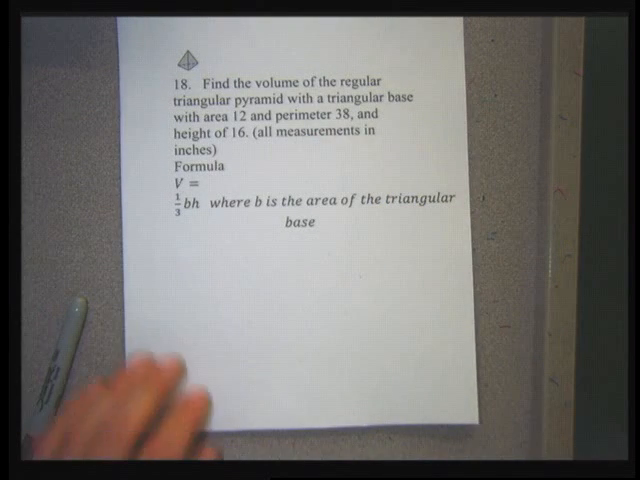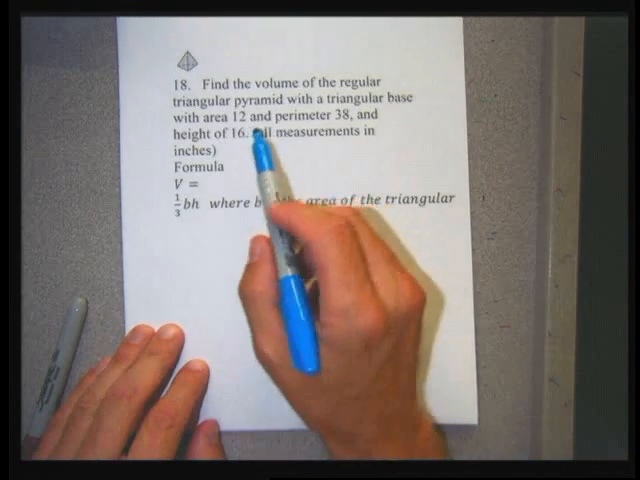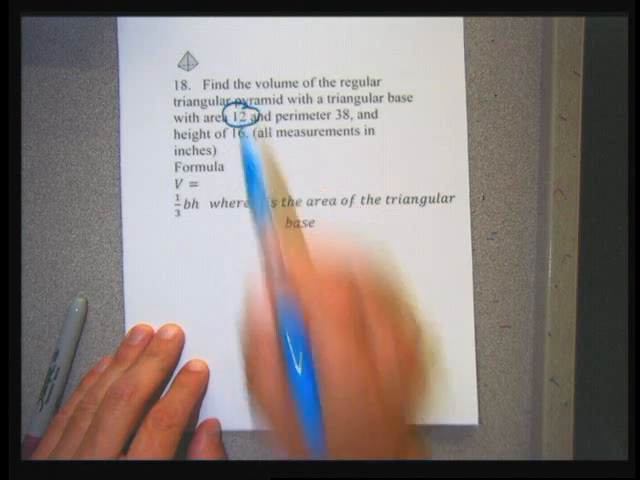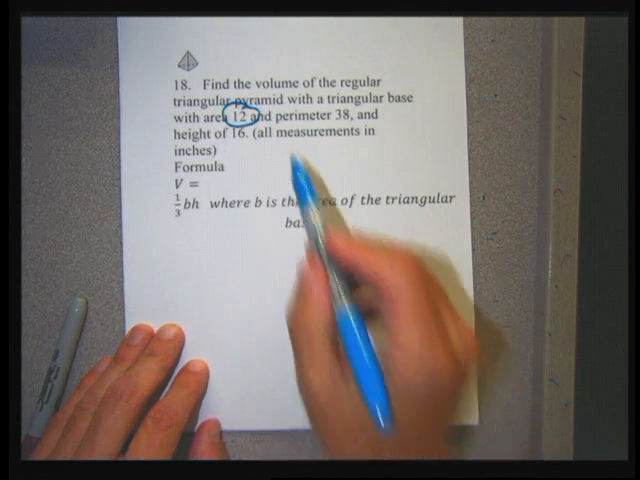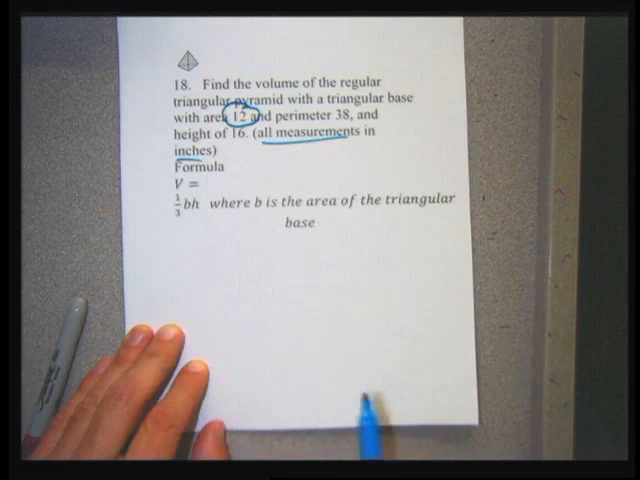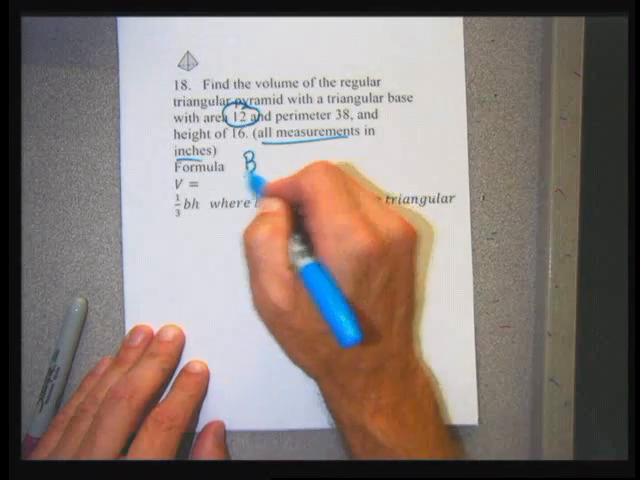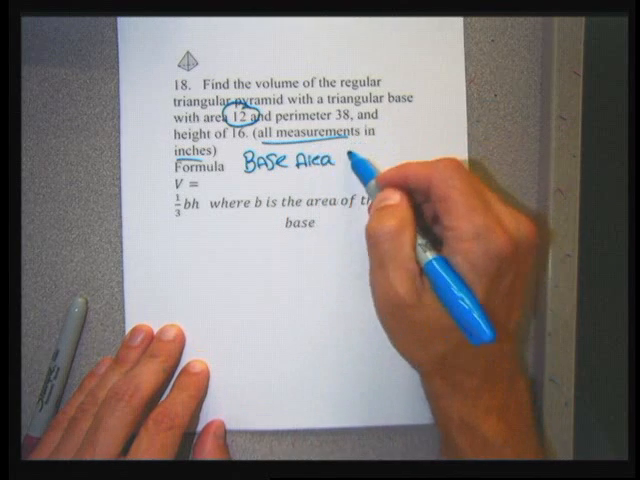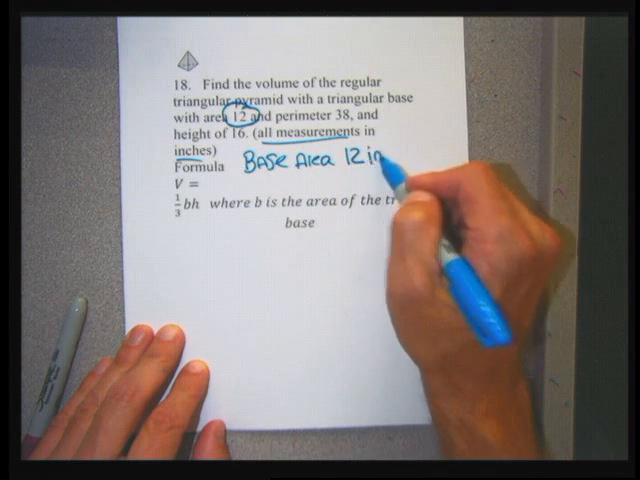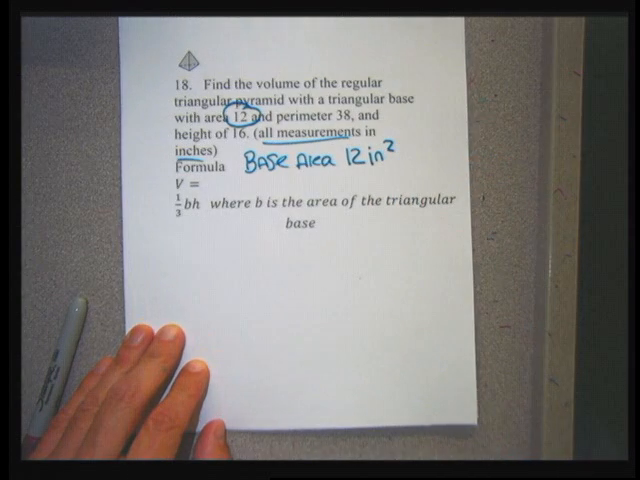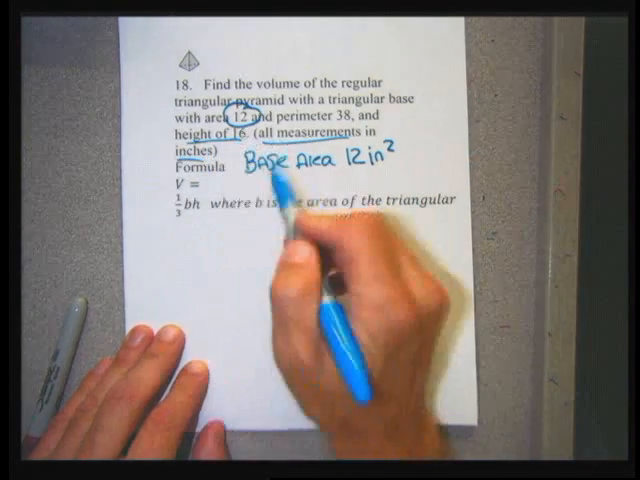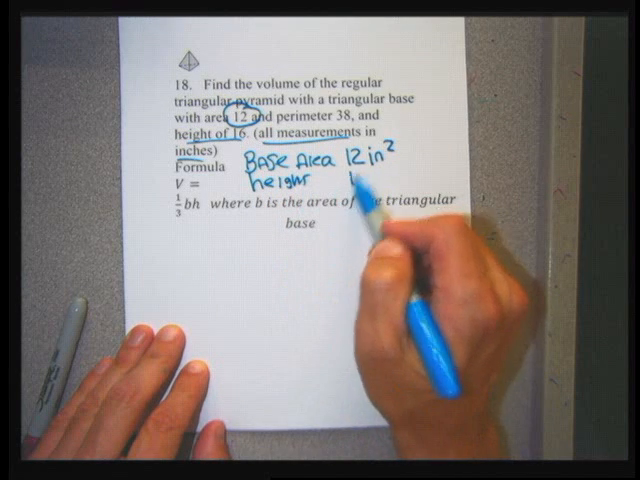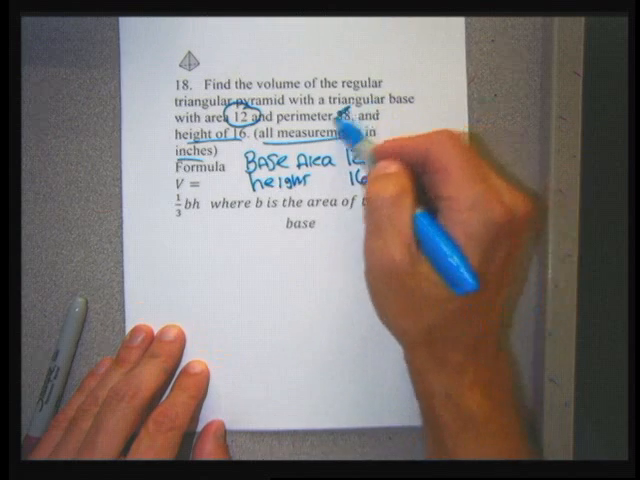In this problem, if I read through it, it says the base has an area of 12. That's written horribly. Oh, all measurements are in inches. That should be 12 square inches. So the base has an area of 12. I'm implying because the measurements are in inches, it's going to be 12 square inches. And it says the height is 16. I'm assuming that's also in inches.